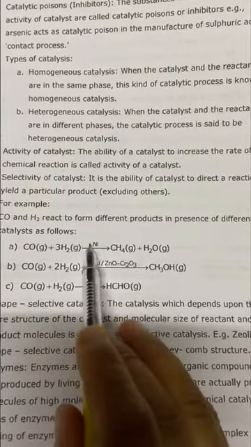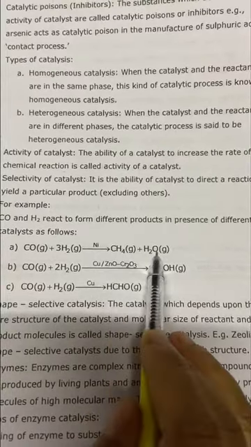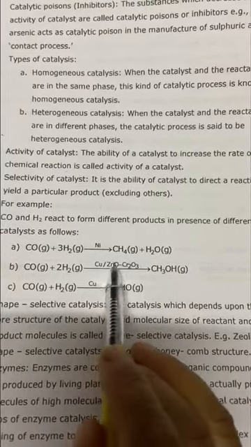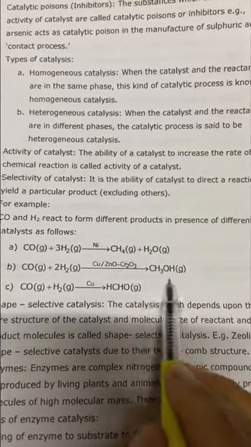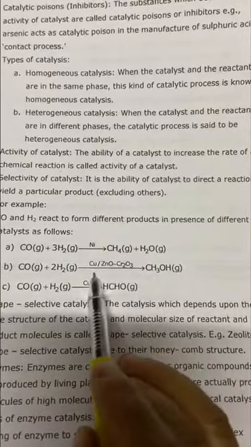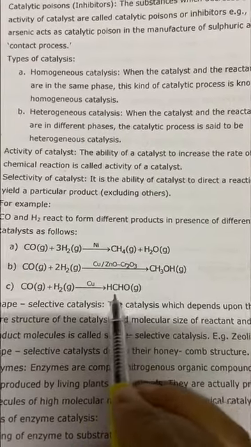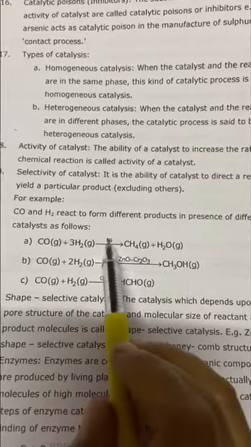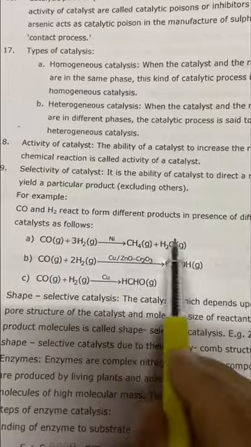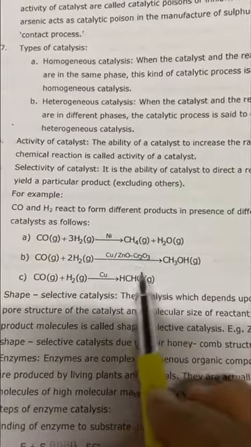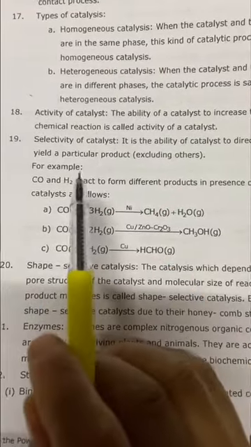Now in the first case, when we are using nickel, we are getting a hydrocarbon like methane, with water. In the second case, we are using copper, zinc oxide, chromium oxide, we are getting methanol. And when we are using copper, then we are getting methanol. So you see, these are the catalysts which are directing this reaction in a particular direction, yielding different products. So this is what we call selectivity of a catalyst.